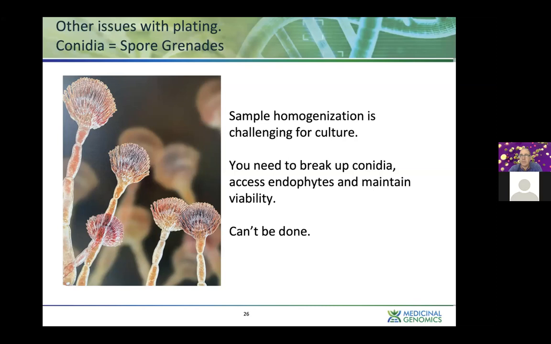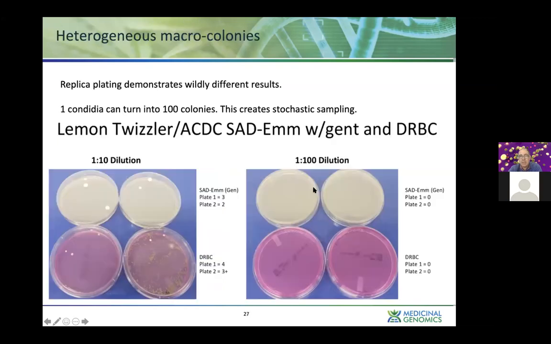So this is what's known as the heterogeneous macrocolony problem, and it means sample homogenization needs to be extreme, so extreme that we would argue you should just slice everything open and measure the DNA, because if you don't do this, you're going to get very stochastic sampling, which you see here. This is taking samples from the same homogenized cannabis flower and plating them in replicate many times, and what you find is eventually you get one or two colonies, bang, you get a conidia, you get a grenade.